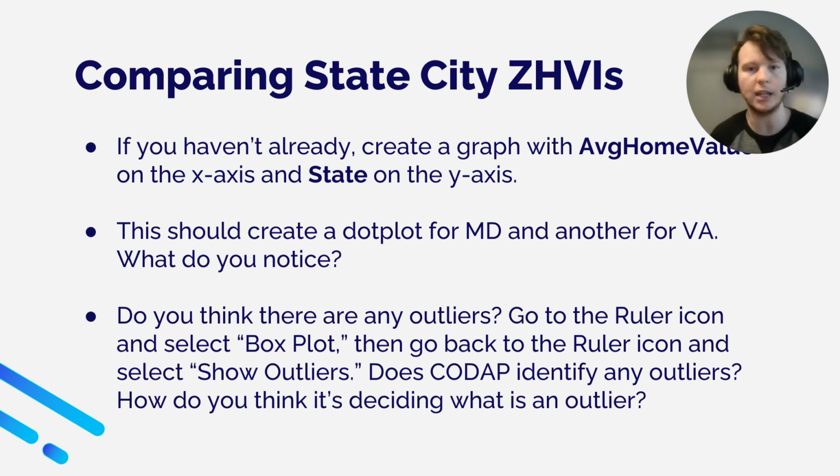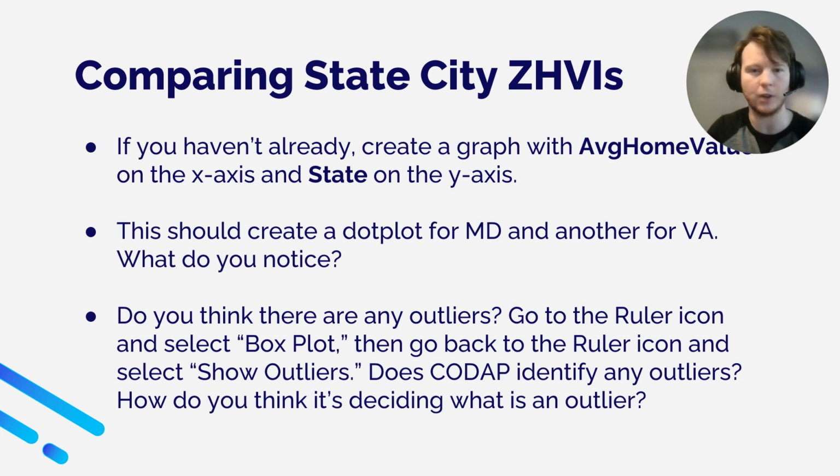And students can actually test this by going to the ruler icon, selecting box plot, then going back to the ruler icon and selecting show outliers. This will actually have CodeApp go through and label any outlier points on that graph according to its internal metrics. Students could talk about what they think CodeApp is using to determine an outlier. It may be 2 or 3 standard deviations above the mean. It also may be 1.5 IQRs outside quartile 1 or quartile 3. We don't really need a definitive answer here, just want students to start thinking about how outliers work and where those cutoffs might fall.